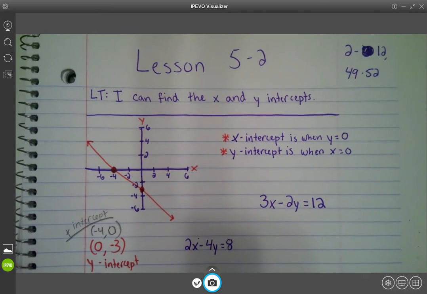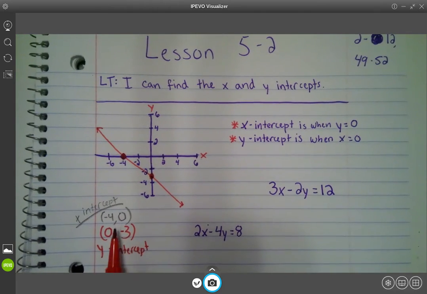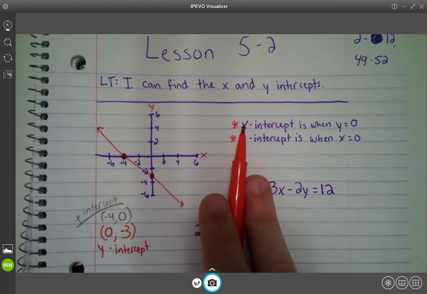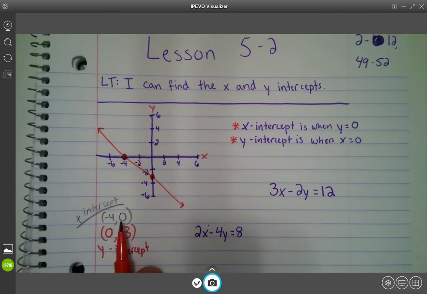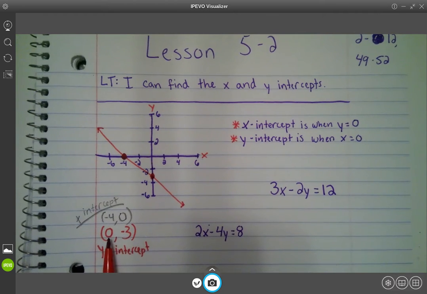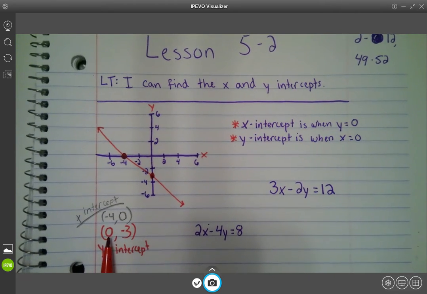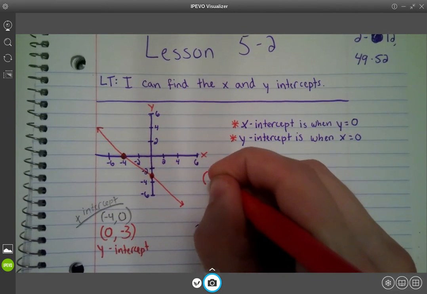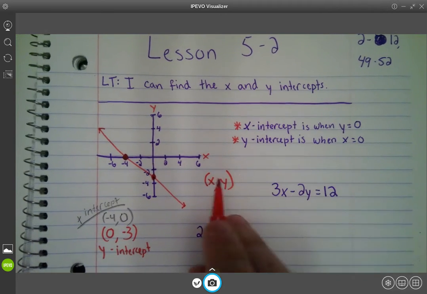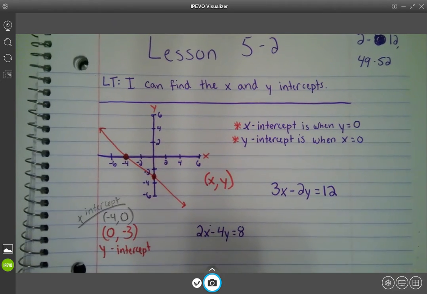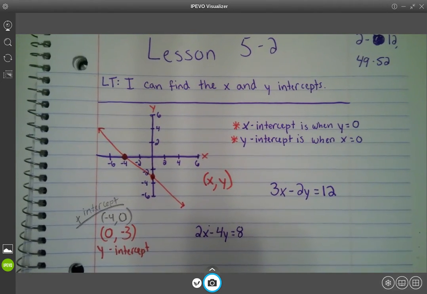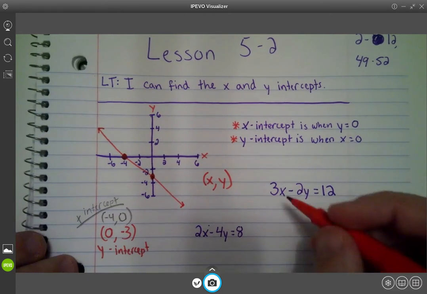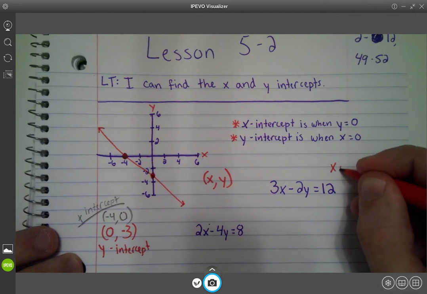The key for these two, pointed out here in the notes and right here as you can see, is for the x-intercept, the y is always going to be 0. For the y-intercept, the x is always going to be 0. If you remember, in our coordinate plane, our x goes first and our y goes second.